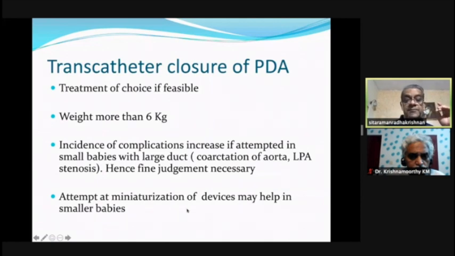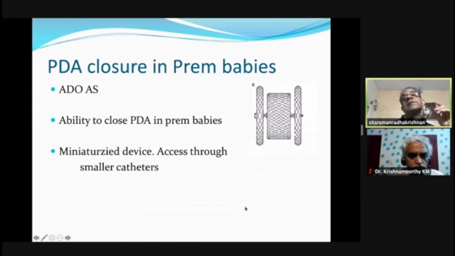There have been attempts at miniaturization of devices in small babies. This is a relatively new device which has been introduced. They call it ADO additional sizes. And we have the ability to close these PDAs in preterm babies. And the main reason is that it is miniaturized and you can gain access through smaller catheters in these small babies.